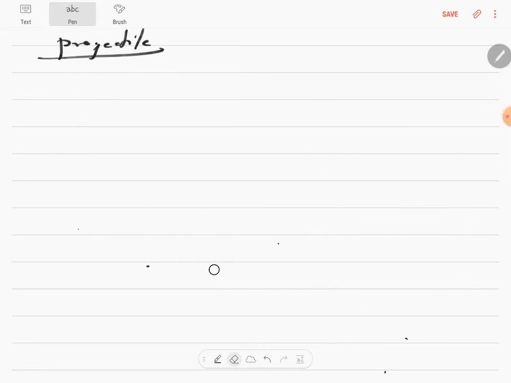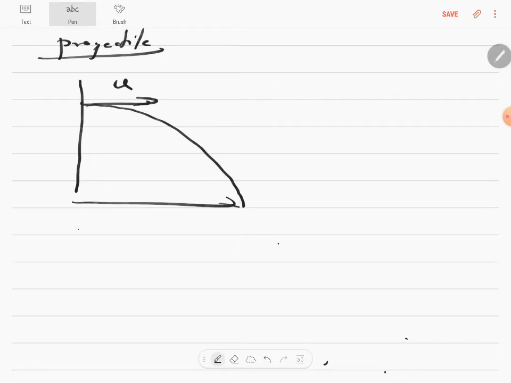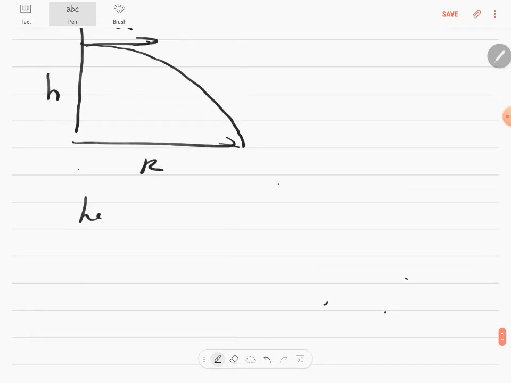Supposing I am pushing somebody from the terrace. I am going to push them like that, giving only a horizontal velocity u. But eventually they are going to fall down like this because gravity is going to pull them. What I am giving is only a horizontal velocity. The height is called h and the horizontal distance is called range. I am going to break it down into a horizontal component and a vertical component.